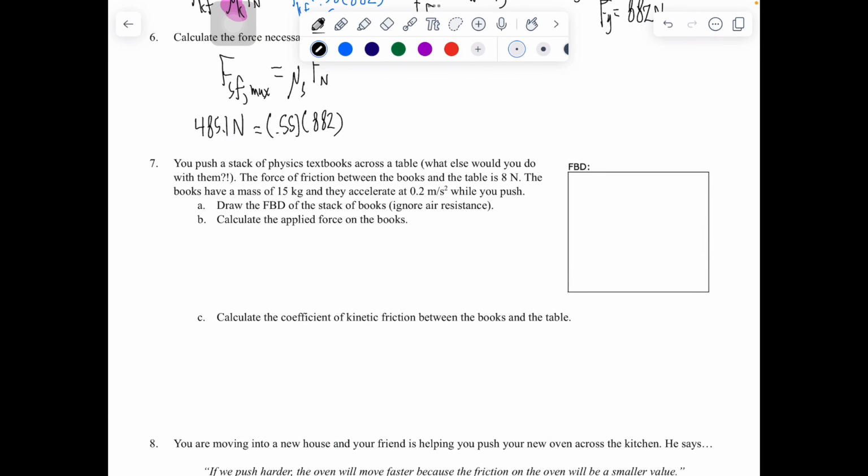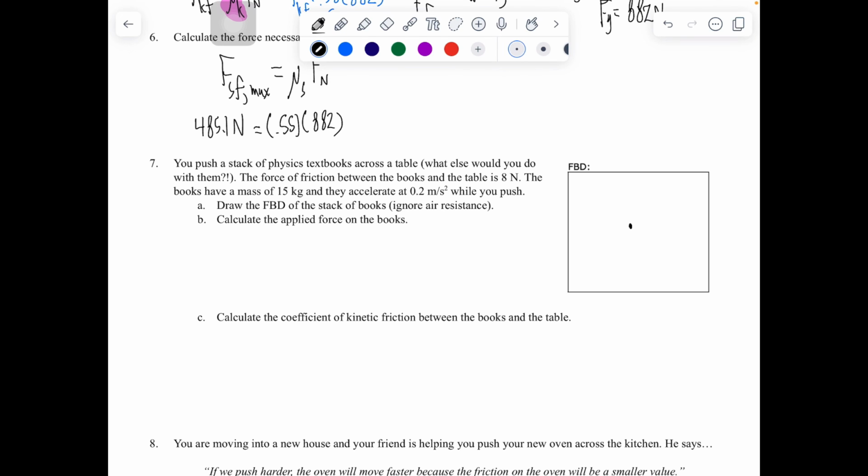Alright, number 7. You push a stack of physics textbooks across a table. What else would you do with them? Exactly. The force of friction between the books and the table is 8 newtons. The books have a mass of 15 kilograms, and they accelerate at 0.2 meters per second squared while you push. Draw a free body diagram, like we always want to start out with.